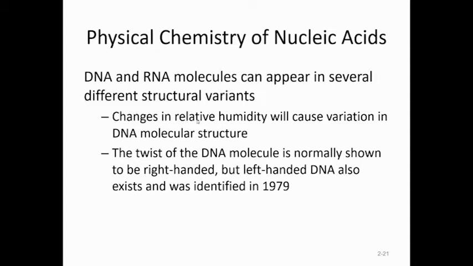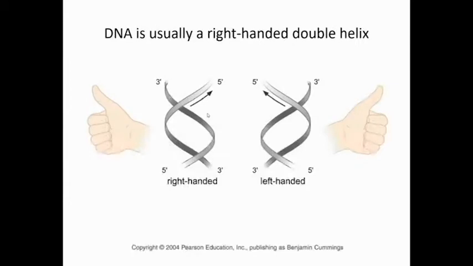DNA, based on the relative humidity. Then the DNA can be right-handed or left-handed. Okay, so this is the rule to explain the right-handed. So basically, 5 prime goes from the right side to the bottom. All right, so this is called right-handed. If this one is in the front and goes from 5 prime to 3 prime, from left to right, it's left-handed. So remember, this is right-handed, this is left-handed.